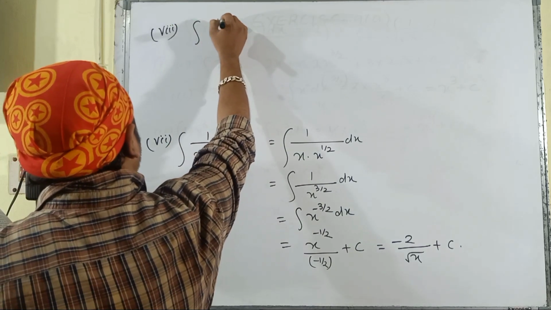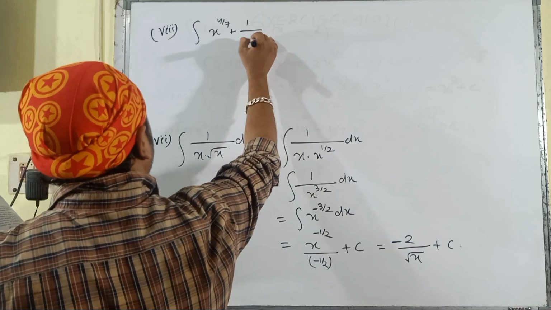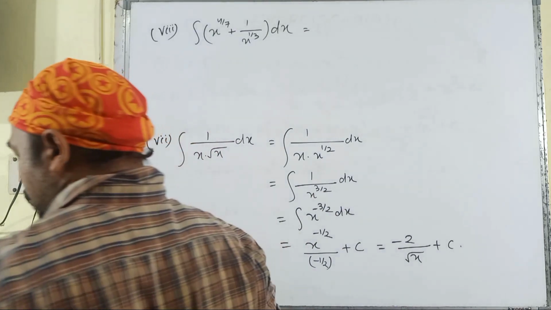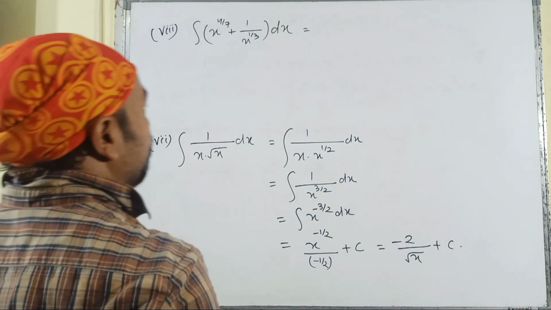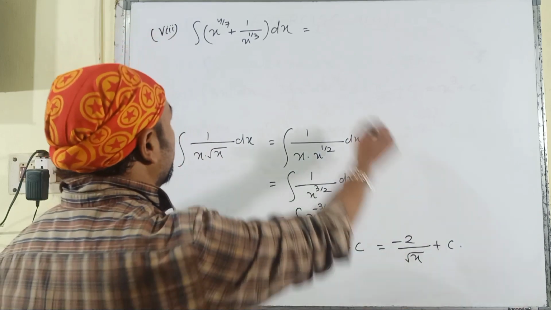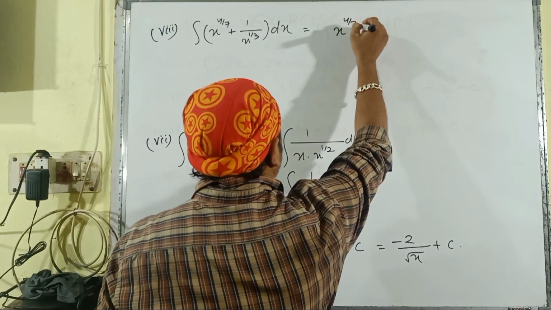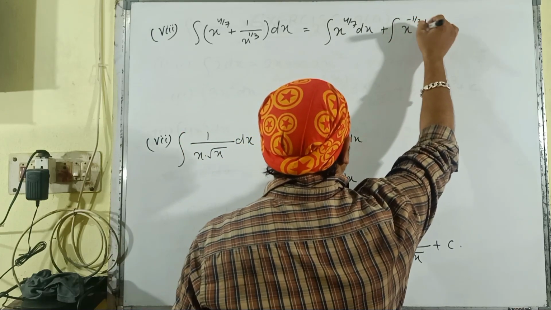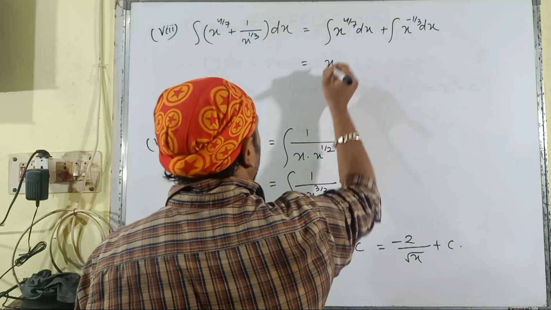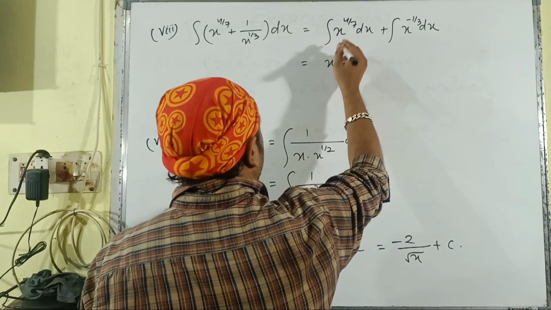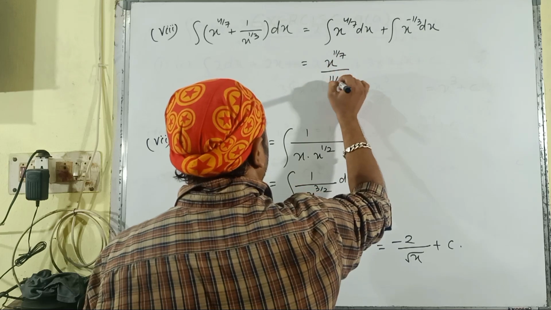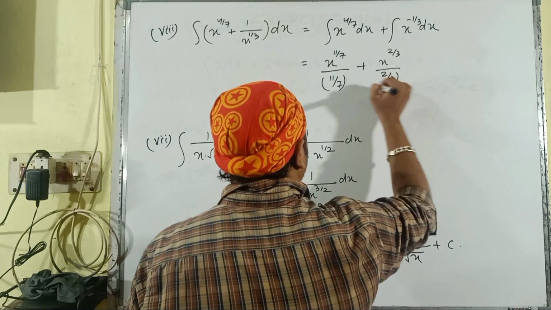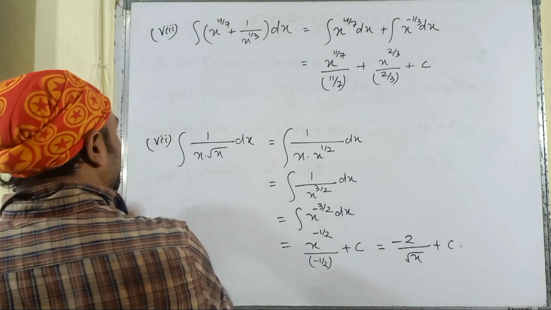Integral of x to the power 4 by 7 plus 1 upon x to the power 1 by 3, and its integral with respect to x. Again, just simplifying and applying the algebra of integration, we have integral of x to the power 4 by 7 dx plus integral of x to the power minus 1 by 3 dx. It is x to the power 11 by 7 divided by 11 by 7 plus x to the power 2 by 3 divided by 2 by 3 plus any constant c.